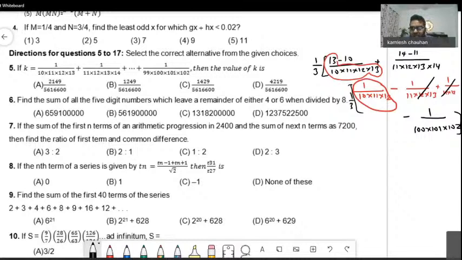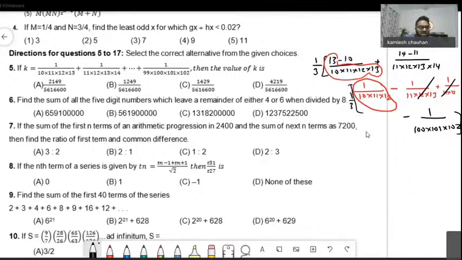Anyone, any confusion in this part? Everyone clear? I think someone's mic is on. Okay, so the process you need to know, that is the objective.